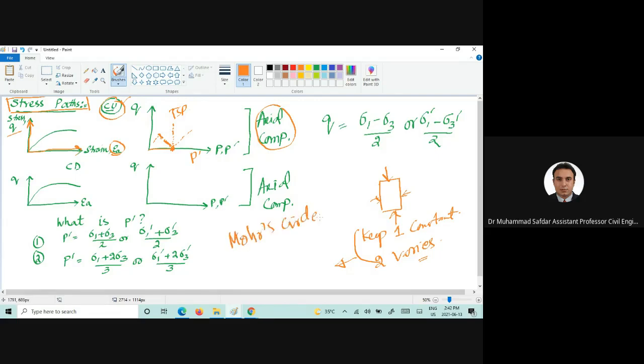Moore's circle should also be drawn to get the stress paths.